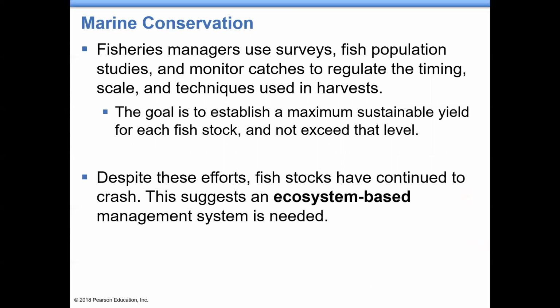Despite these efforts, though, fish stocks have continued to crash, suggesting we need to make some further changes. Specifically, scientists recommend using ecosystem-based management systems. And this means treating these areas where we're harvesting fish as ecosystems and thinking of them as functional, healthy ecosystems that we need to protect.